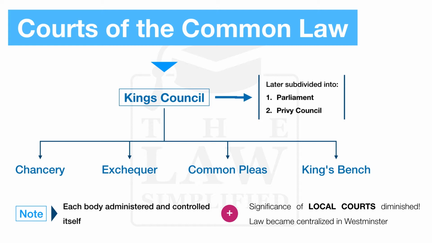developed and evolved today. So to begin with, we must consider what is known as the King's Council. Now, the King's Council could be considered, in terms of a hierarchy, as the overarching leader or the apex body in relation to the court structure of the United Kingdom of England. Later, this was subdivided into what we now know as Parliament and what was then the Privy Council. By and large, the King's Council was made up of the Court of Chancery, the Court of Exchequer, Court of Common Pleas, and the King's Bench.